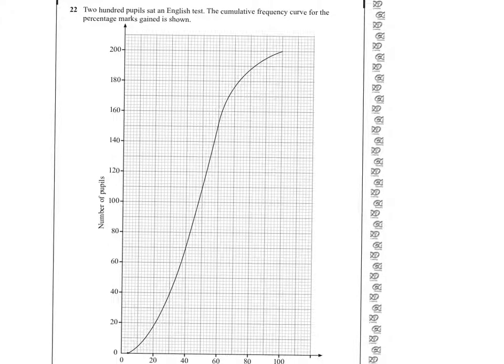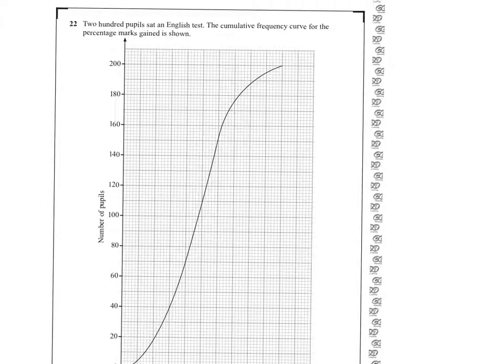We need to use our graph to complete the table. 20 and 40 have been done first. We need to take a reading at 60 and across, and looking at that, I have that at 153. We then need a reading at 80, which is here, and I read that as 188. And then finally we have our reading at 200.